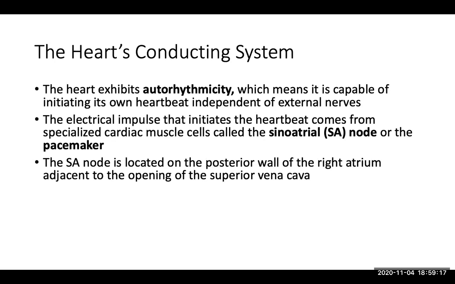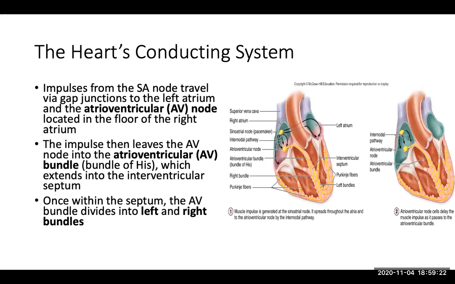The SA node is located on the posterior wall of the right atrium, adjacent to the opening of the superior vena cava. Impulses from your SA node will travel to the left atrium and the atrioventricular node located in the floor of your right atrium, shown here. The impulse then leaves your AV node and into the atrioventricular bundle, which will extend into the interventricular septum. Once in the septum, that bundle divides into right and left bundle branches before dividing again into Purkinje fibers that will innervate all of the cardiac muscle cells in the myocardium.